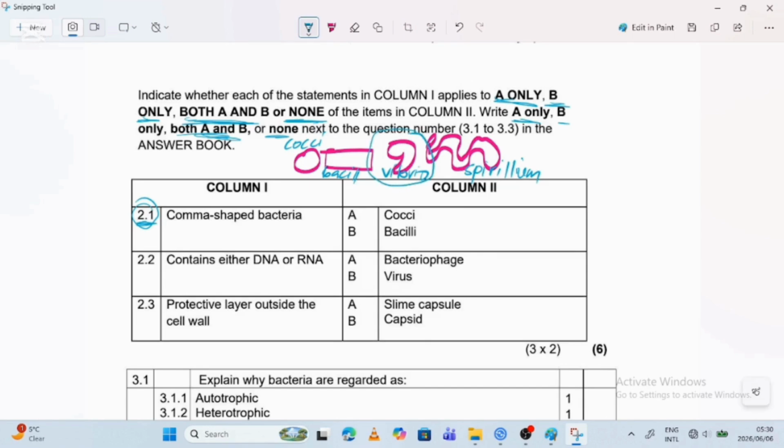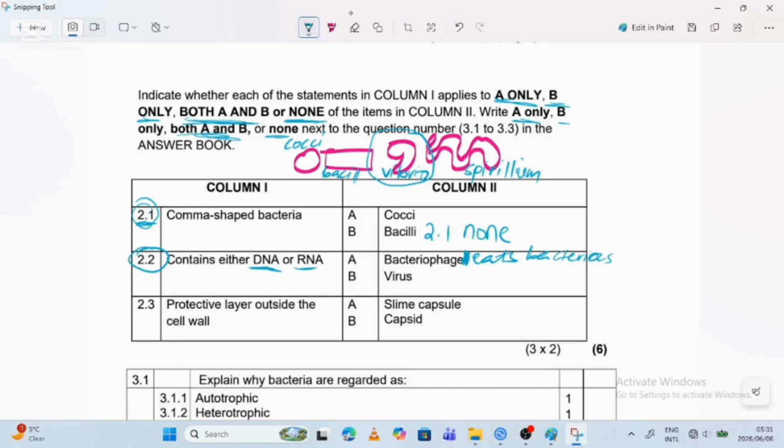So we have to answer 2.1 now from this. A comma-shaped bacteria, we know it's vibrio, so it will be none. The answer for 2.1 is none, right? And then let's go to the second question. It says contains either DNA or RNA. Is it a bacteriophage? Remember, a bacteriophage is a virus that eats bacteria.